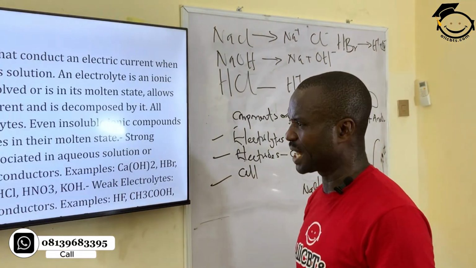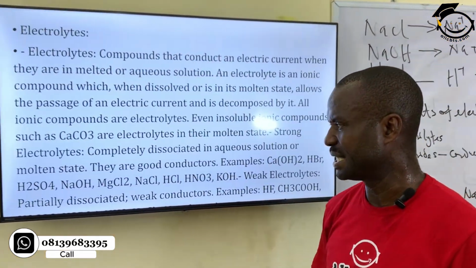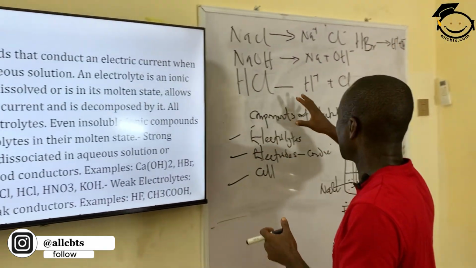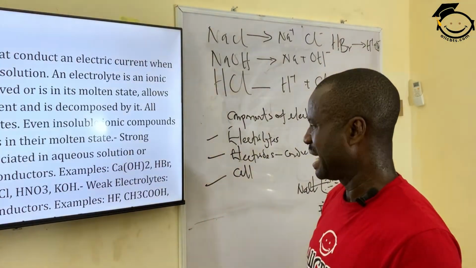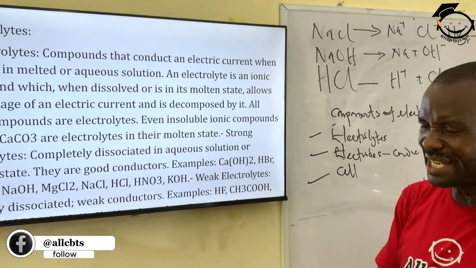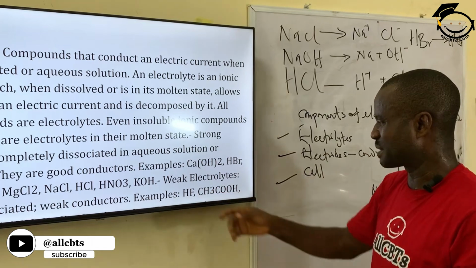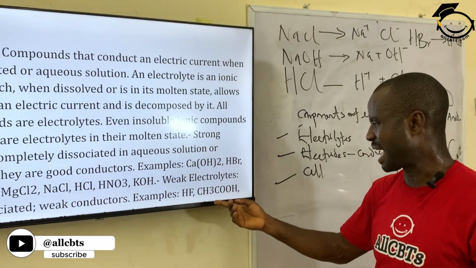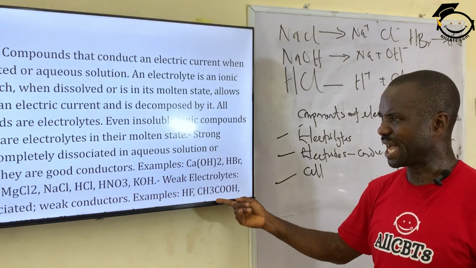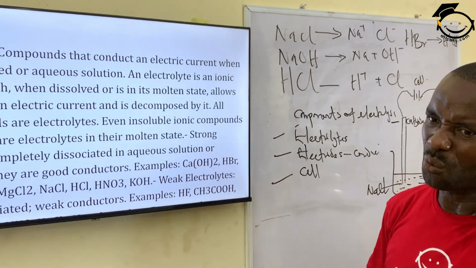But weak electrolytes partially dissociate, like we said. They find it difficult to dissociate into their respective ions, just like we have seen. An example of such is hydrogen fluoride. They find it difficult to separate into their respective ions. Other examples are organic acids, such as ethanoic acid. Ethanoic acid is an example of a weak electrolyte.